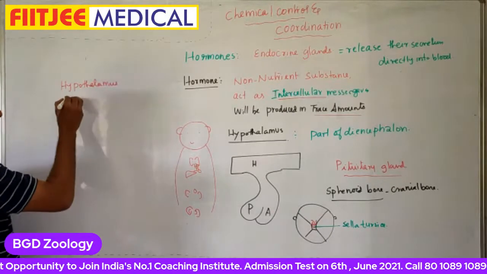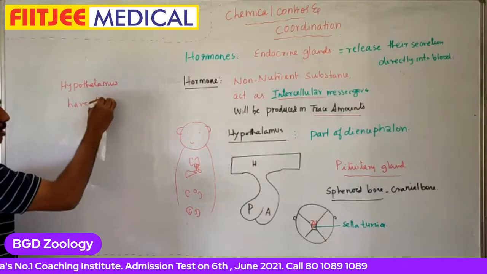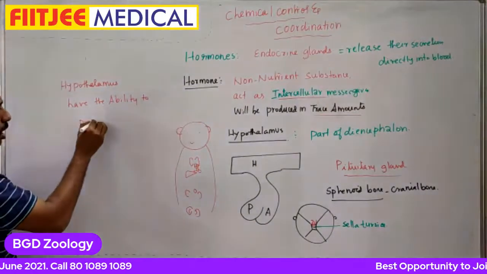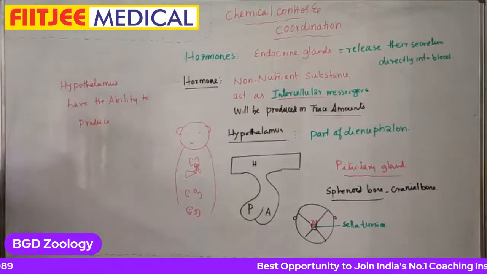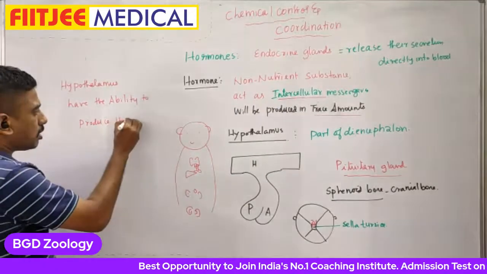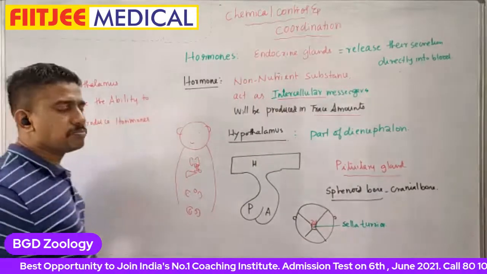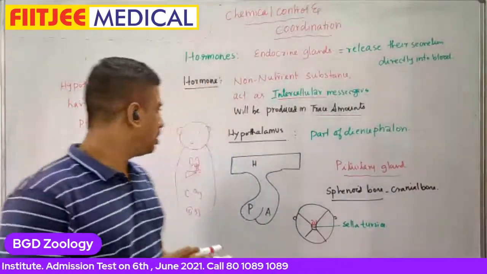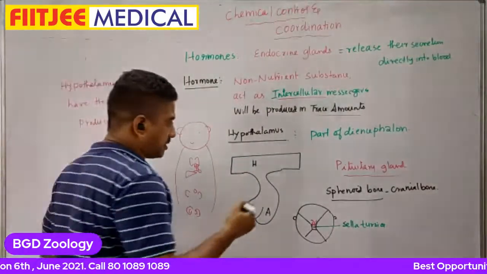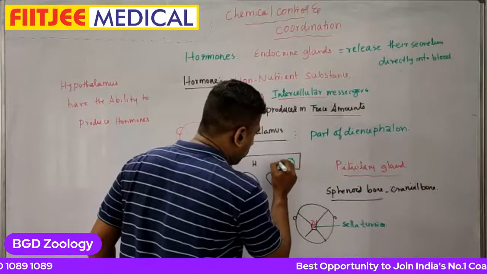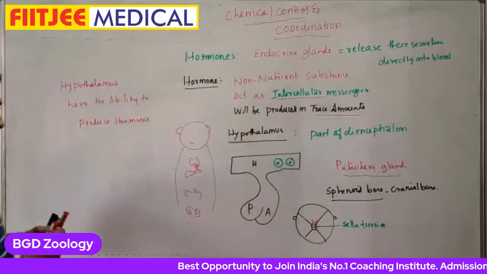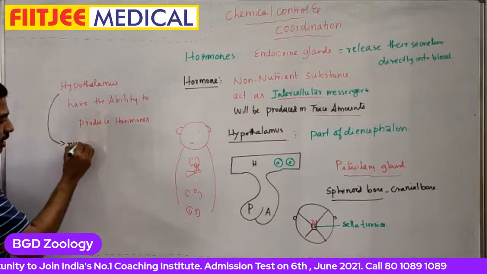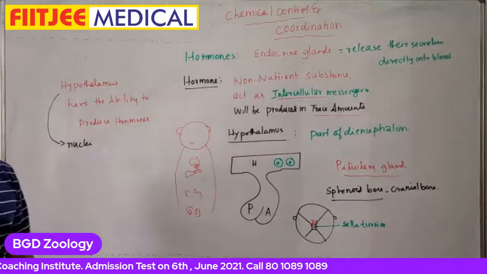hypothalamus has the ability to produce hormones. How did it get the ability to produce the hormones? How will it produce the hormones? Because inside the hypothalamus, you can see some nuclei, a specialized structure. What is that called? Nuclei. So inside the hypothalamus, what can you see? Nuclei. So what is a nuclei?